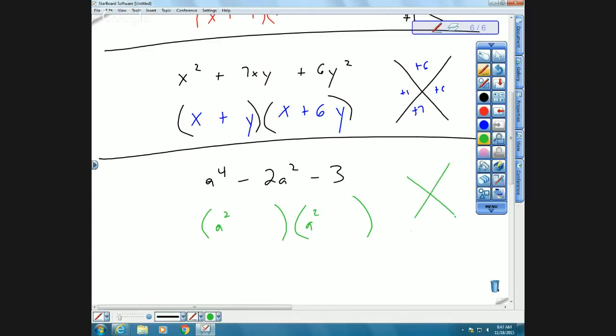So now what multiplies to be negative 3 and adds up to be negative 2? It does work, doesn't it? Negative 3, positive 1, yeah. So 1 minus 3 is negative 2. 1 times negative 3 is negative 3. So here, a squared times a squared is a to the 4th. And if I add those up, a squared plus a squared is going to give me my middle term. So anytime, if this was like a to the 8th, it would just be a to the 4th times a to the 4th. You actually just cut it in half.